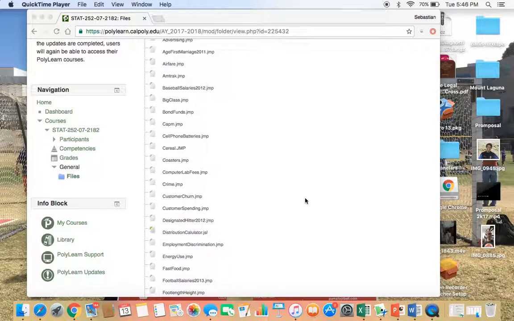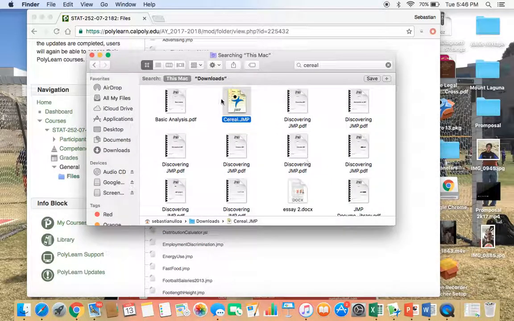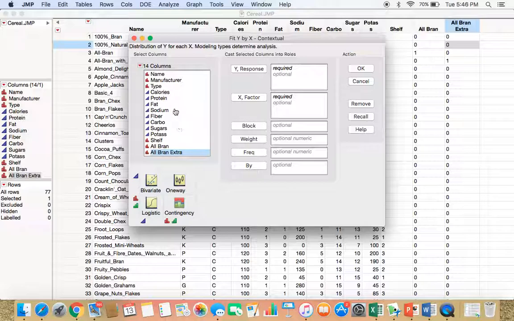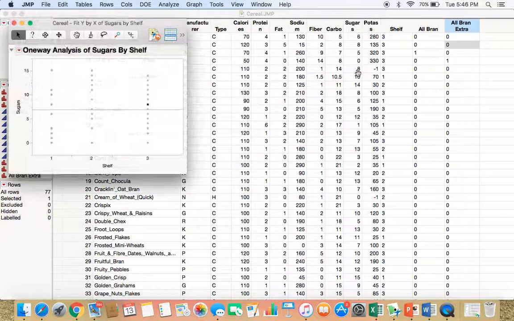Before we dive into the questions, we want to construct an EDA for the data. An EDA consists of 5 parts, with the first being standard deviations. In order to find our standard deviation, we want to open up our JMP data table, which is cereal. We're given our charts, and here we want to analyze and fit y by x, since there are 2 variables we're interested in. So sugars is our y response, since that's what we want to find out, and shelves is our x factor. We press go.